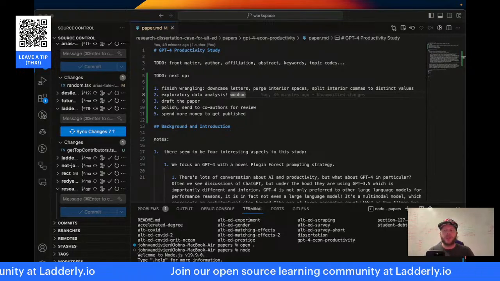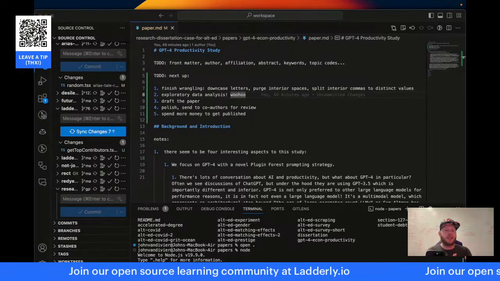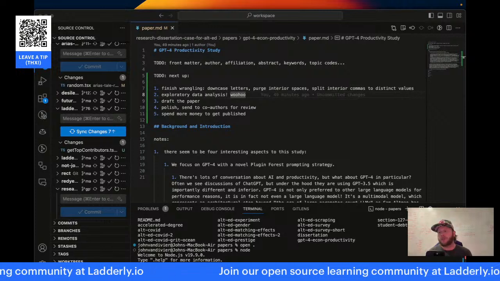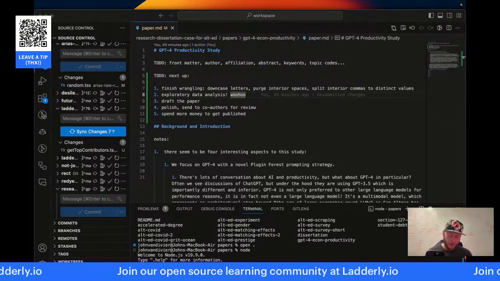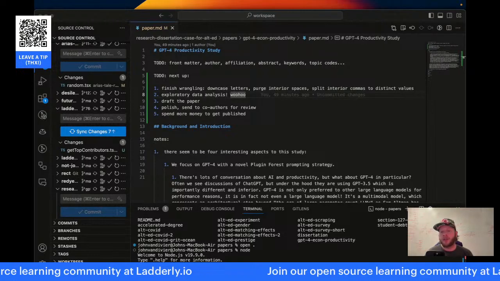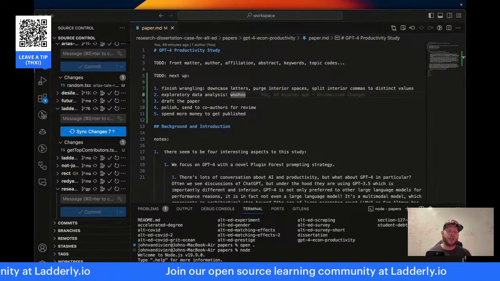John Vanderveer here, software engineer with 10 years of experience and a PhD in economics, where I studied the return to post-secondary alternative credentials, so economics of education. And as a software engineer, I use GPT-4 almost daily, and I think it's underrated for research purposes.